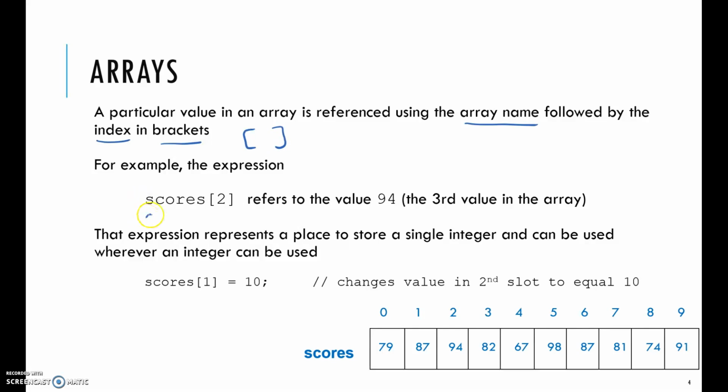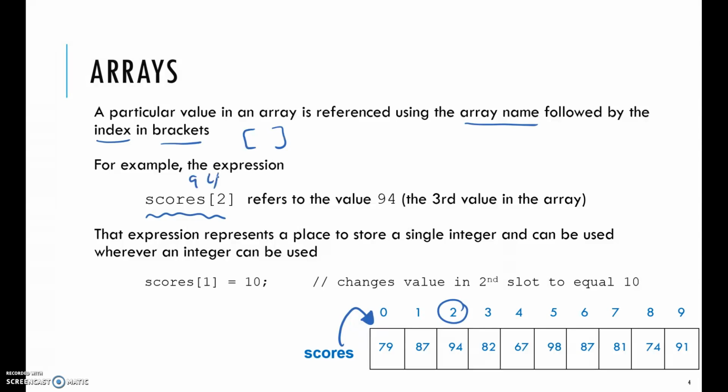So for example, if I were to say in code scores[2], what's going to happen is that scores is a pointer which points to where this array is stored. And scores[2] is going to go to the entry that has the index of 2 and retrieve its value. So when the code runs, scores[2] would be replaced by its value of 94.